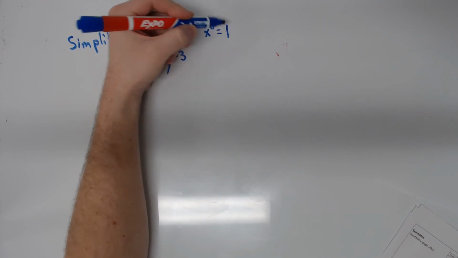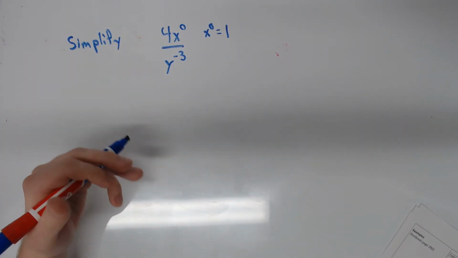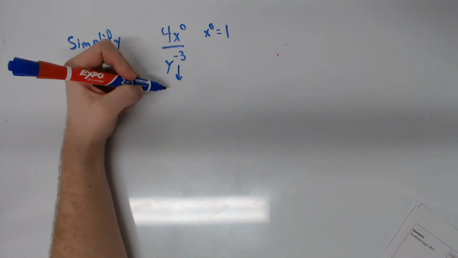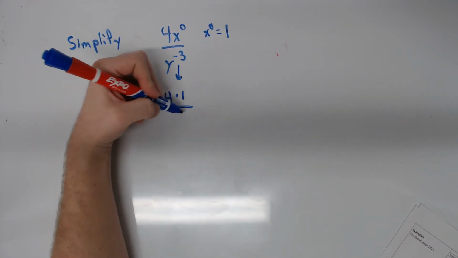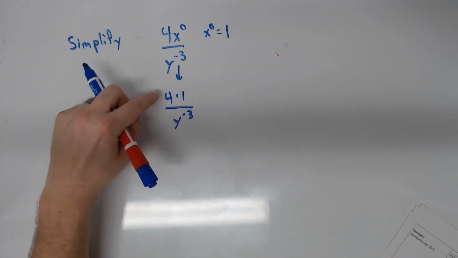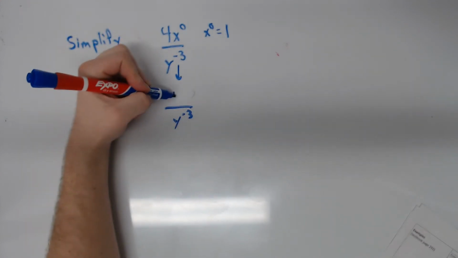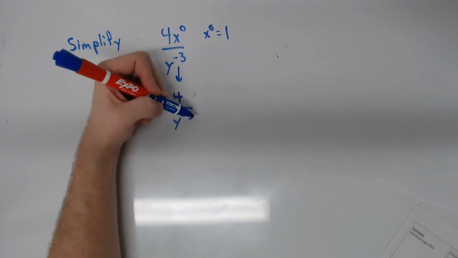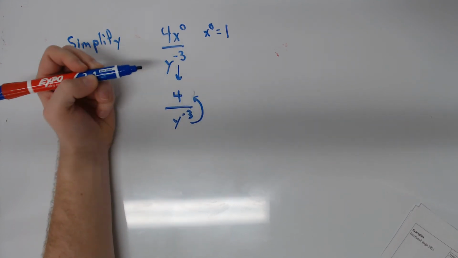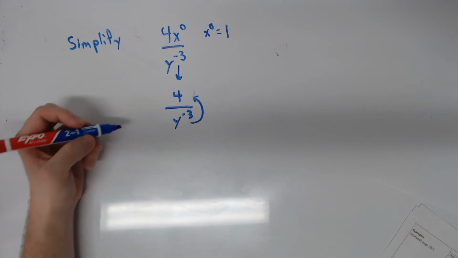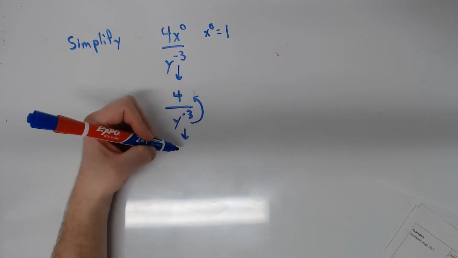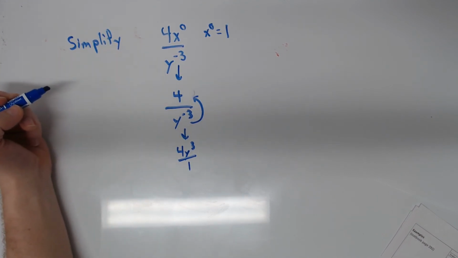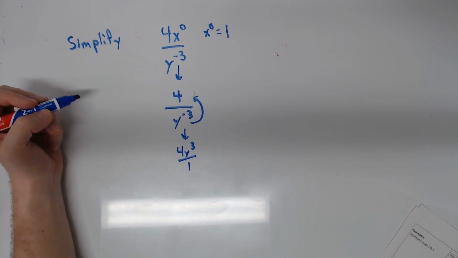X to the 0 power is always going to evaluate to 1. If you see an exponent of 0, you can always make this choice. So we move on to 4 times 1 over y to the negative 3. But 4 times 1 is just 4, so I'm just going to write 4. Next, we've got a negative exponent down here. So I'm going to shift this to the top to make it positive. So now I'm going to have 4y cubed over 1. And that's going to be my answer.